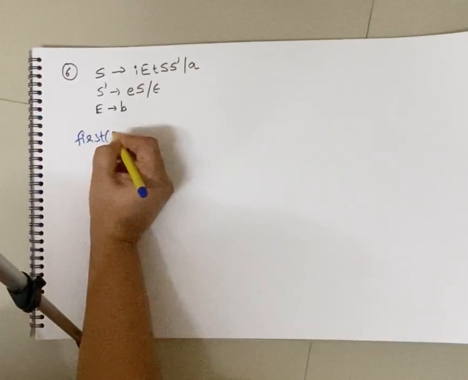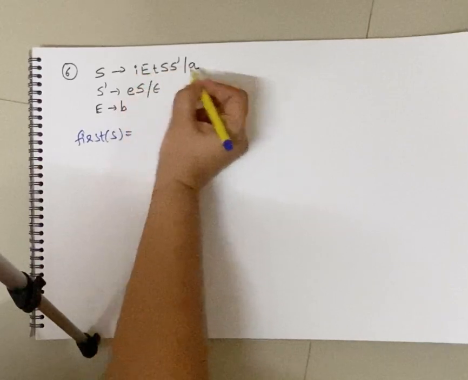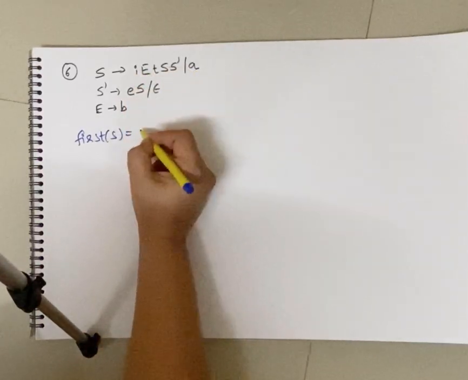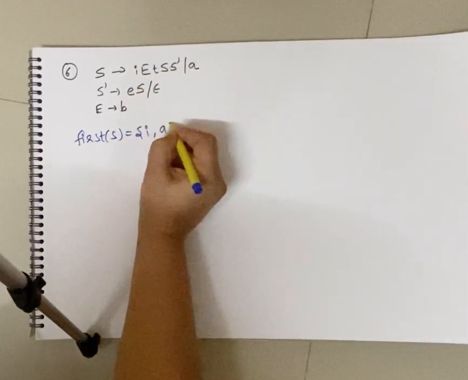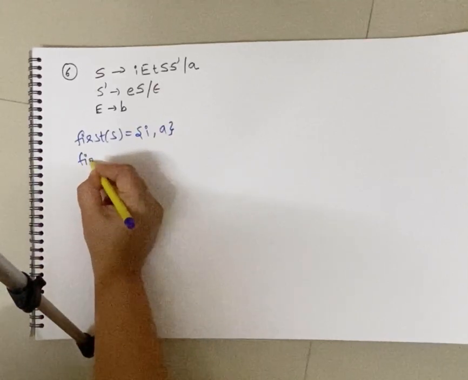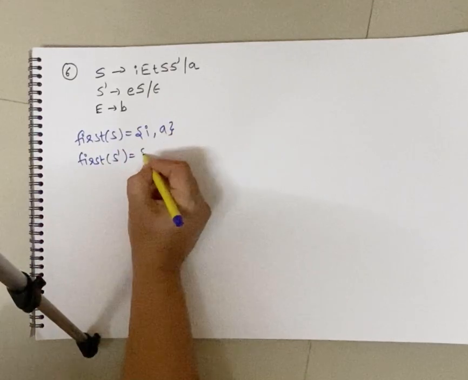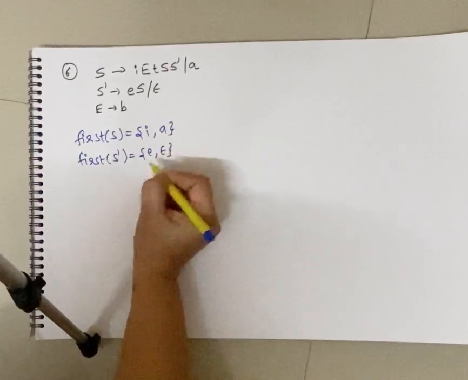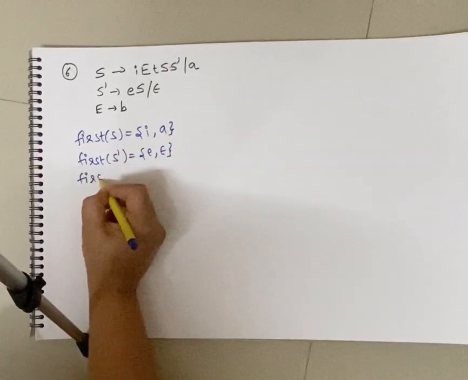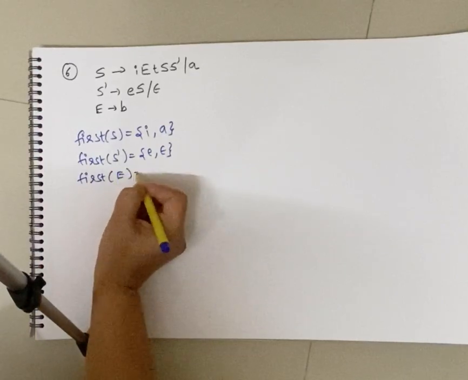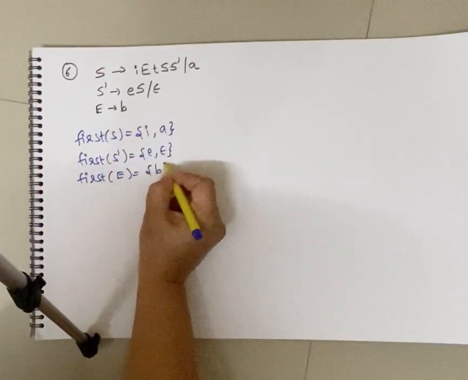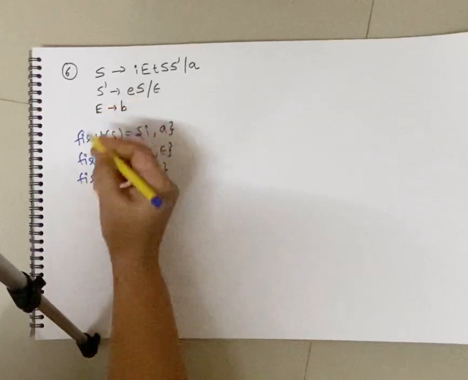First of capital S is small i and small a. First of S dash is small e and epsilon. First of capital E is small b. Okay, fine. Now we are going to calculate follow.